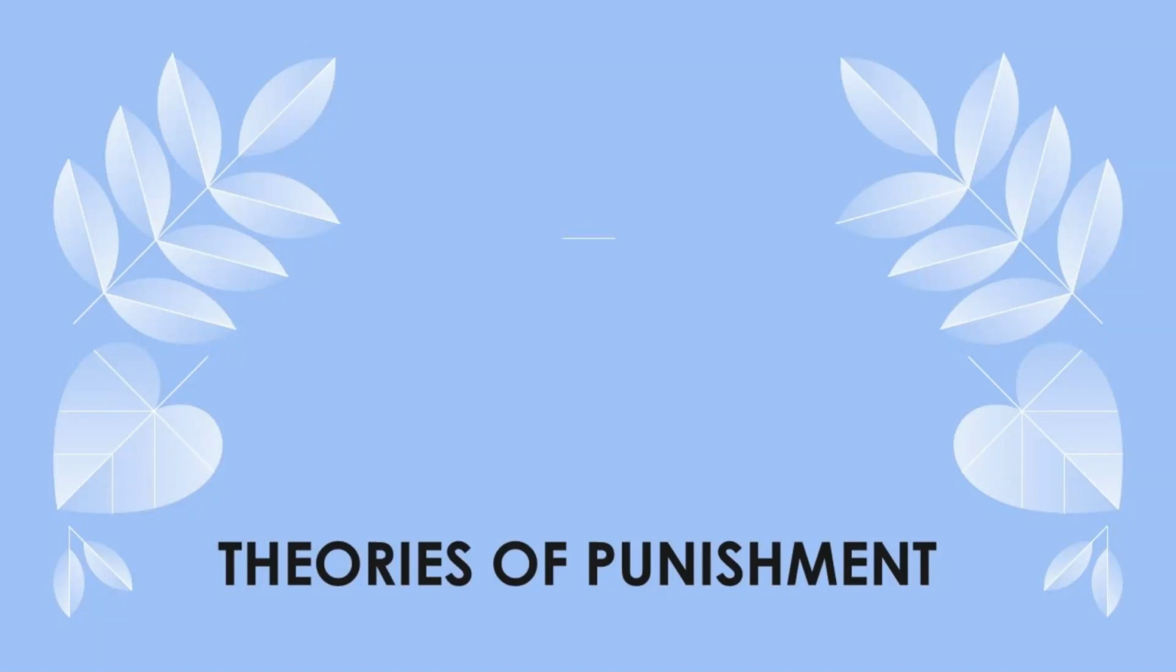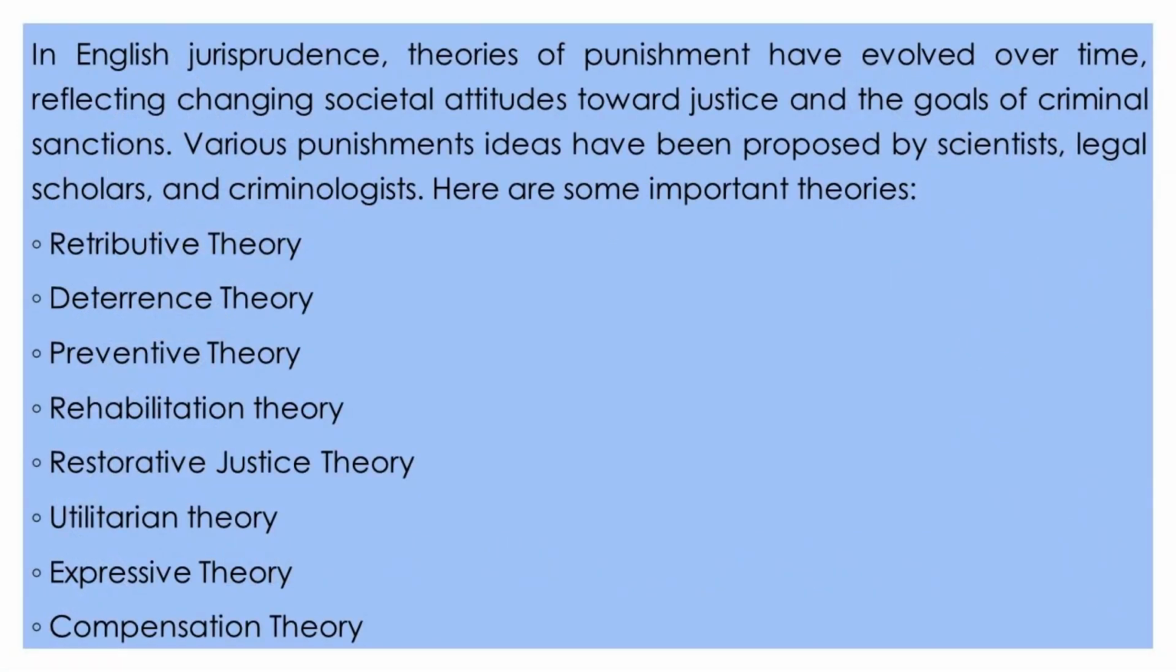Theories of punishment. In English jurisprudence, theories of punishment have evolved over time, reflecting changing societal attitudes toward justice and the goals of criminal sanctions. Various punishment ideas have been proposed by scientists, legal scholars, and criminologists. Here are some important theories.